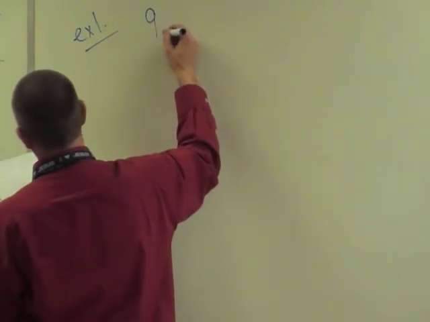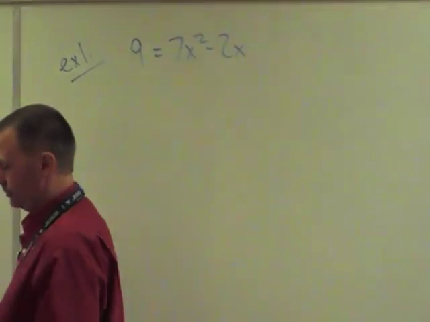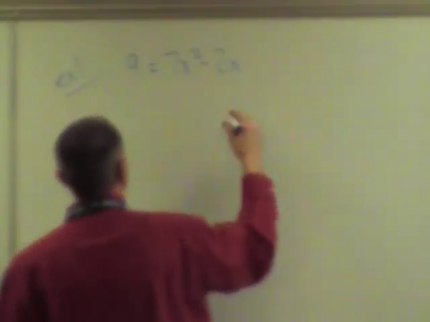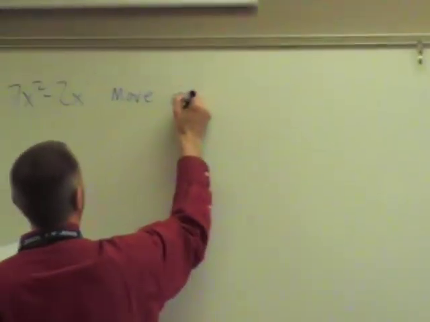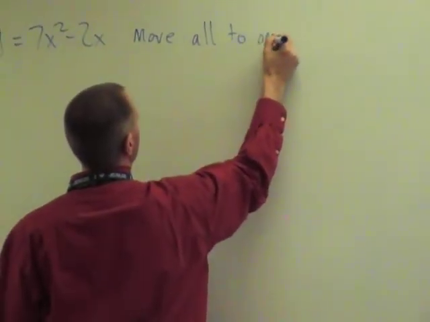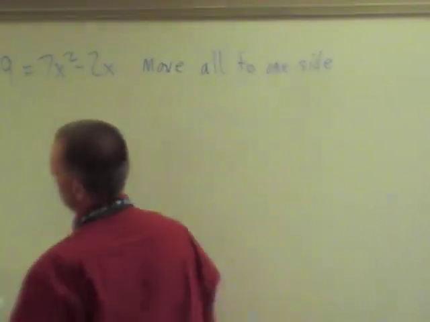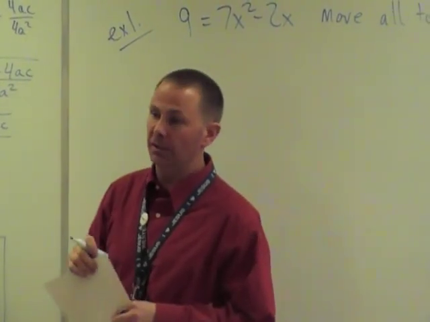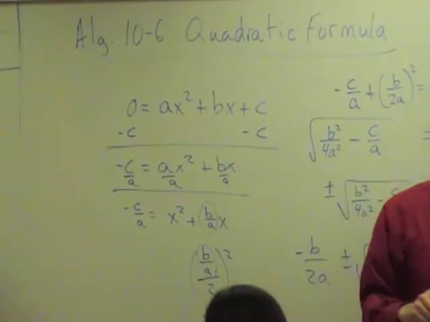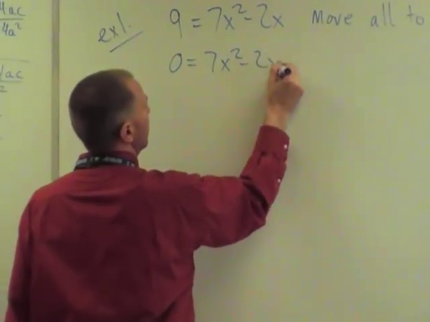Alright, example 1. 9 equals 7x squared minus 2x. Move all to one side. Completing the square, you have to move c to the other side. So now you're moving everything to one side because you want it to look like this. So it should be minus 9. So 0 equals 7x squared minus 2x minus 9.